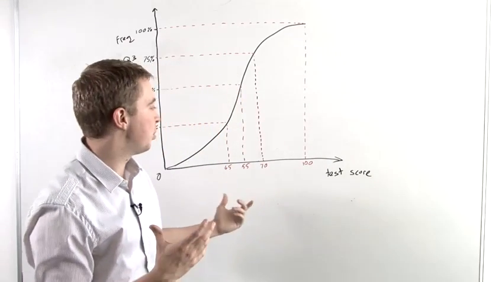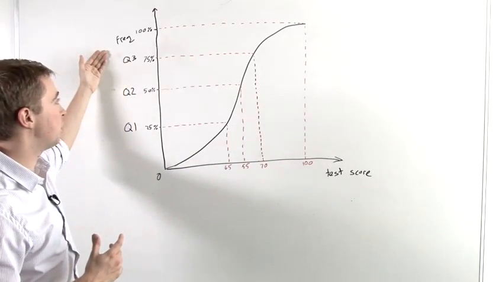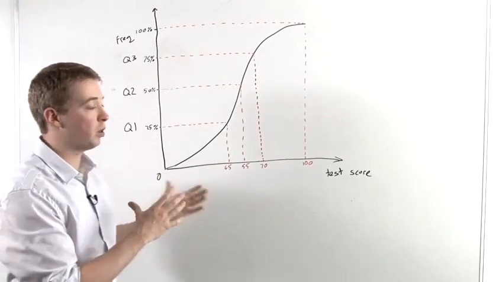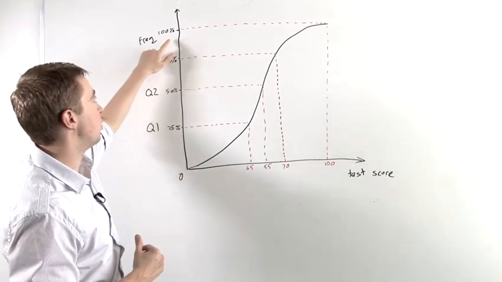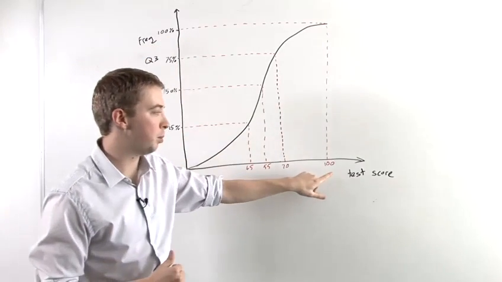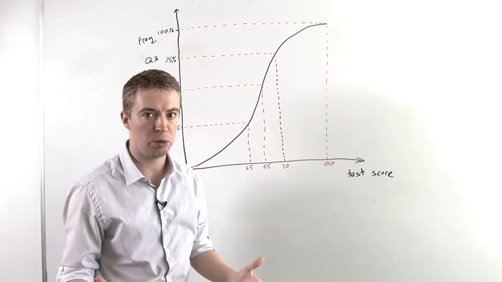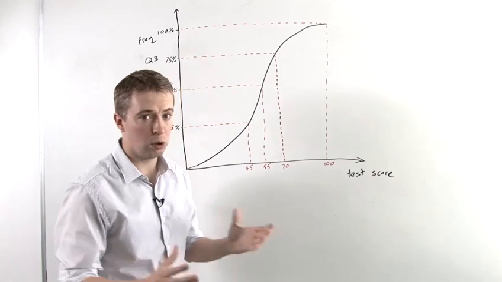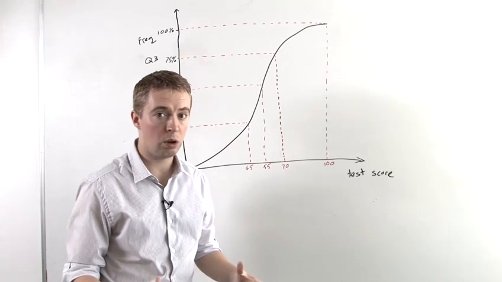So if we look at an example on this graph, we have test score along the bottom axis and the frequency of people below that test score on the y-axis. As you can see, obviously 100% of the people are going to be below 100% of the test score because you can only get up to 100%. So we'll look at three main percentiles that are dealt with a lot.